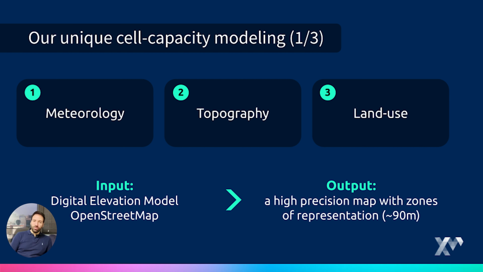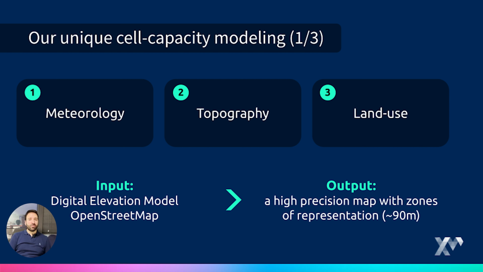Now let's move to our unique cell capacity model for a while and get a broad idea of it. The real and very tough question here that we tried to answer was how representative a weather station can be. But this is not an easy question to answer, especially when you try to estimate the representativeness for every single region of an entire planet. To tackle this problem, we employed meteorology, topography, and land use of areas.